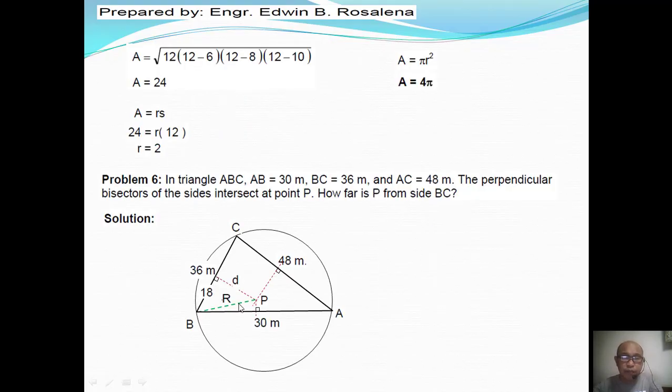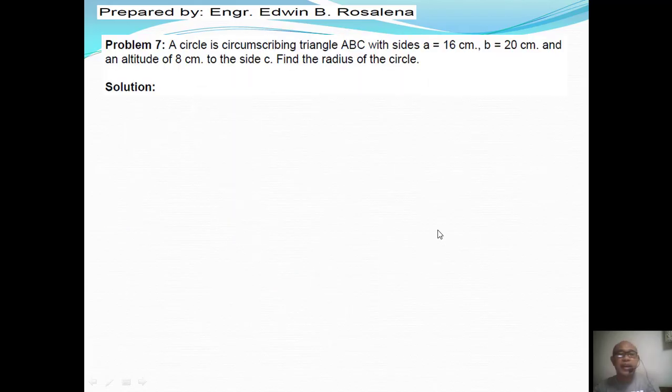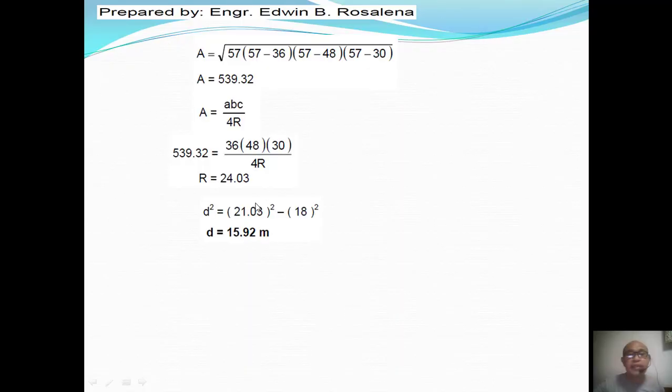So if this is 24.03 and this is 18, so the distance D is 24.03 squared minus 18 squared, and extract the square root. Okay, is that noted? So we have that here. So correction, this is 24. I think the answer is correct. This is just misprinted. So instead of 24, that is 21.